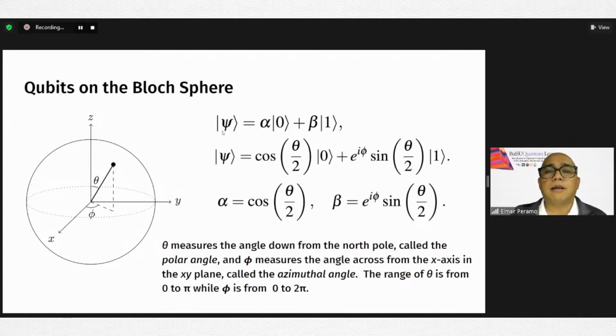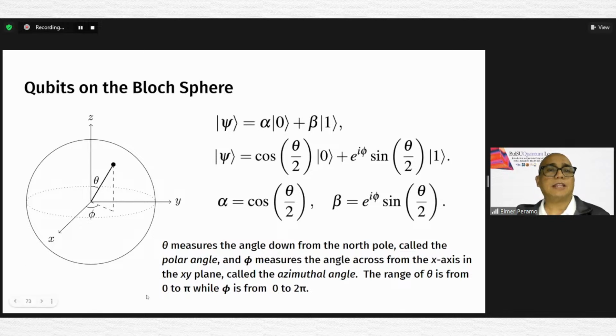This ket psi is a general representation of your quantum state, and I mentioned yesterday that it is a superposition of ket 0 and ket 1, where alpha is the probability amplitude of getting a 0, and beta is the probability amplitude of getting a 1. Okay, and alpha and beta are complex numbers.